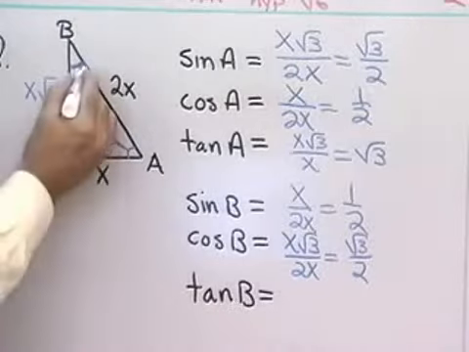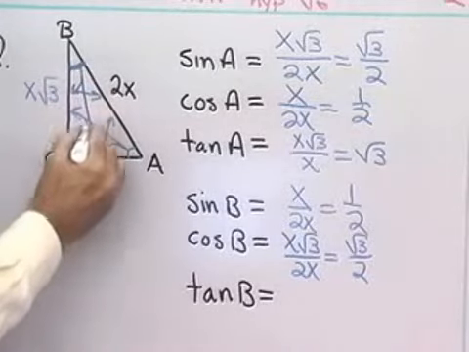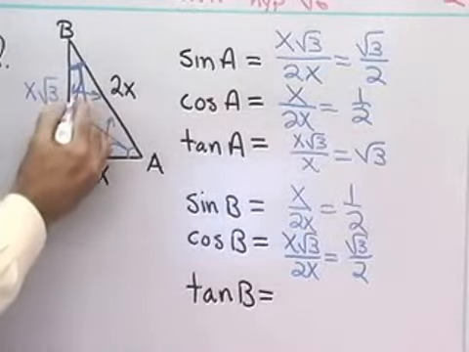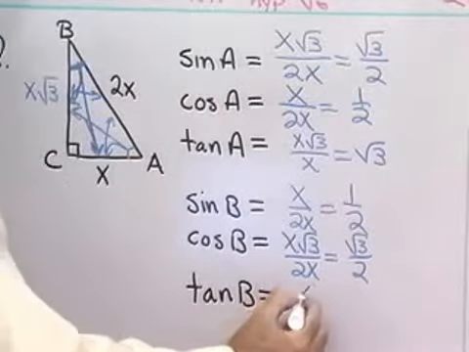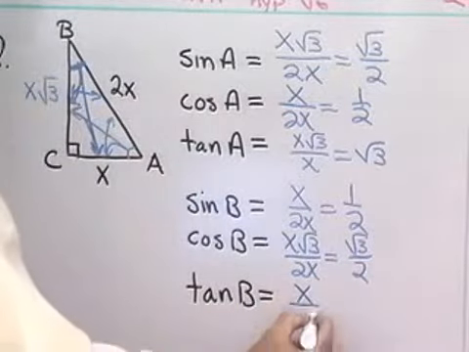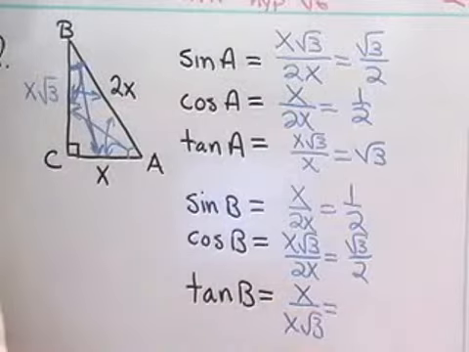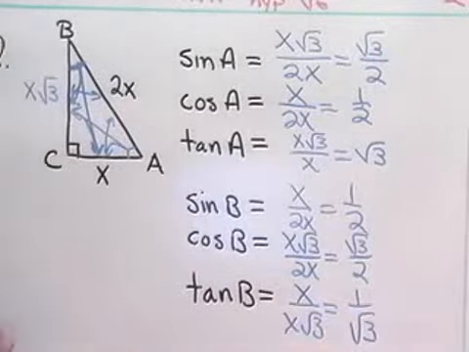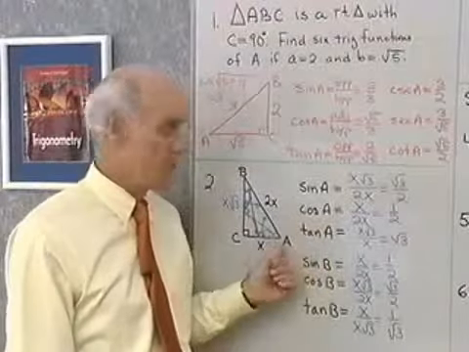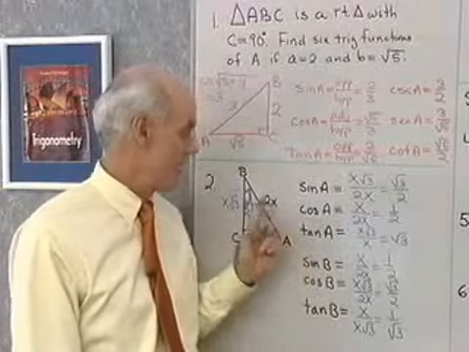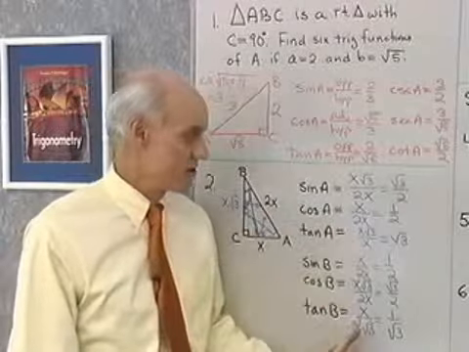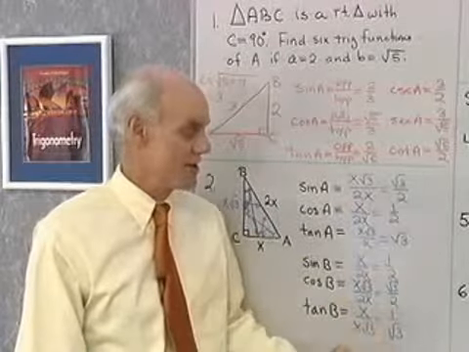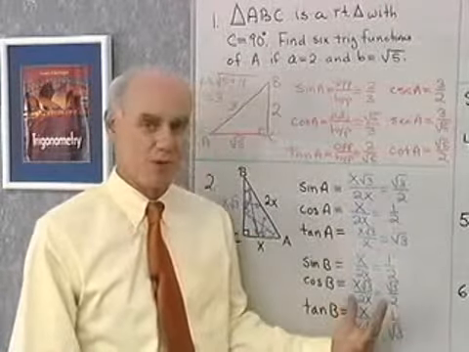Tangent of angle B, here's my angle B. Tangent will be the side opposite divided by the side adjacent. So x divided by x square root 3. And that comes out to be 1 over square root 3. So here I found sine, cosine, and tangent for both of the acute angles in this triangle. I have to find all three sides. Then I just use my basic definitions right here and write these down. And I notice this relationship between cofunctions.